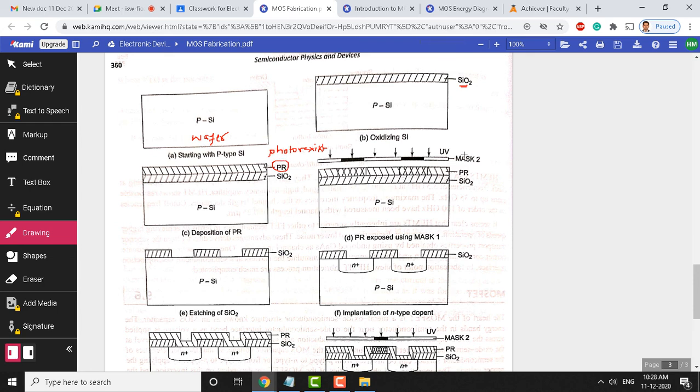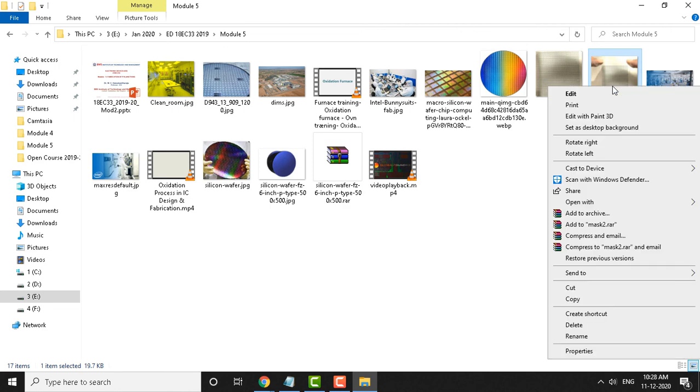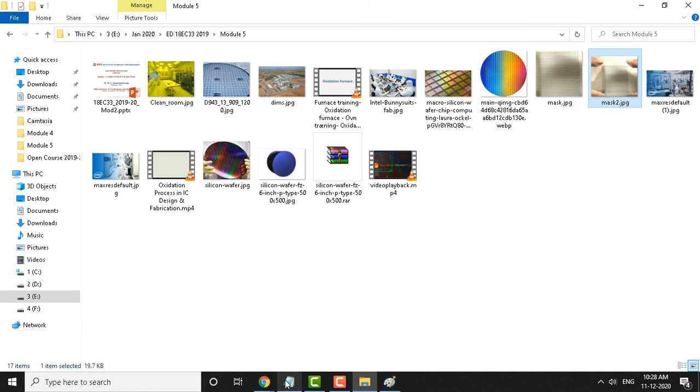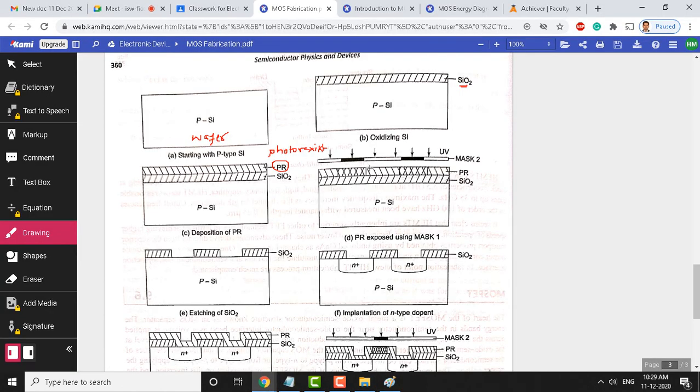Now, you can see here we are using a mask, right. Just now we showed you how the mask looks like. So, this is the diagram that shows you the mask. Okay. So, this kind of mask will be prepared for each and every step, and you are seeing one such mask here. The front view of the mask looks like this.